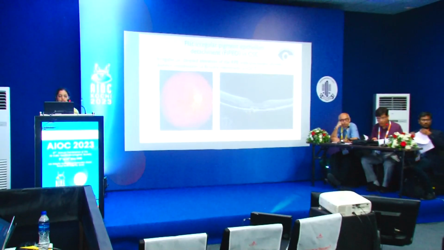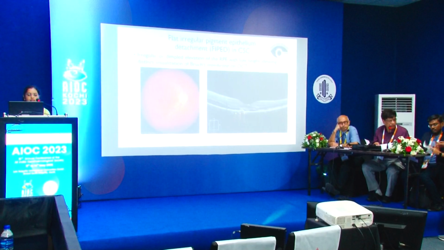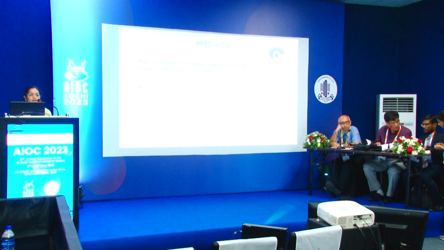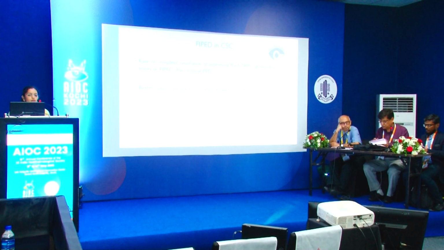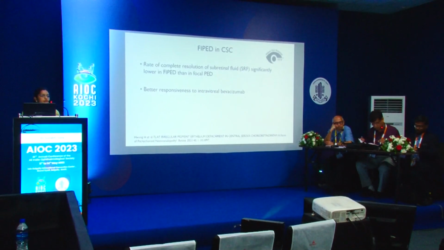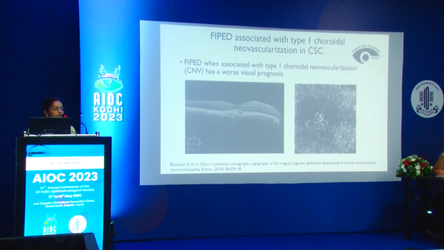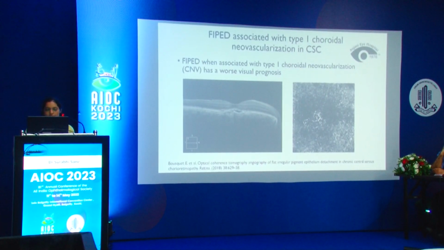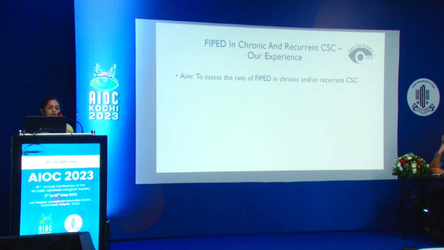As we can see here in the picture, there's a flat irregular PED and the Bruch membrane is clearly seen underneath the PED. It is important to detect these FIPEDs because it has been shown that the resolution of SRF was found to be significantly lower in presence of FIPEDs compared to focal PEDs, and they may respond better to intravitreal anti-VEGF agents. When these FIPEDs are associated with a type 1 CNV, it has a worse visual prognosis. So with this background, I come to our study.